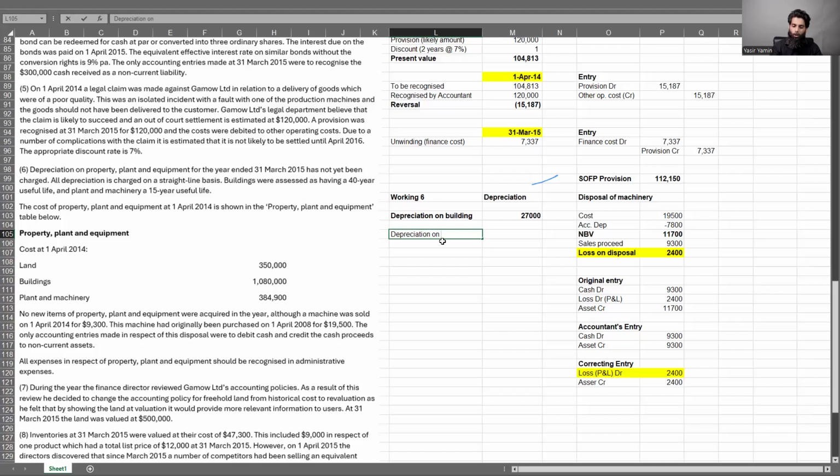So depreciation on machinery, guys. How do you calculate depreciation on machinery? We have to follow the straight line method. Plant and machinery has been given to us with a value of 384,900. How do I calculate depreciation on machinery? Tell me, guys. I will give you 1,000 rupees if you tell me right now.